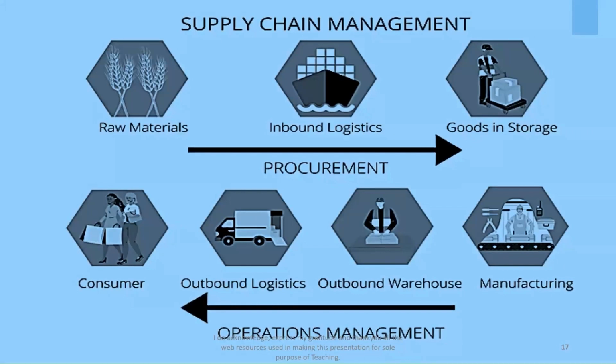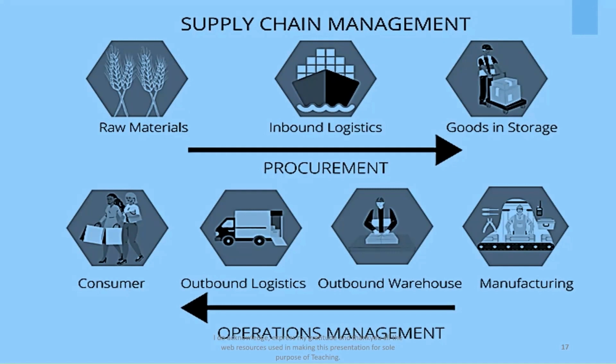This is a procurement cycle with the help of inbound logistics. This is completely the procurement cycle. The goods in storage are given to the manufacturer. The manufacturer produces the product and sends it to the outbound warehouse. Now the product is ready for outbound. It is in the outbound stage now. And then, with the help of outbound logistics, it reaches the consumer.